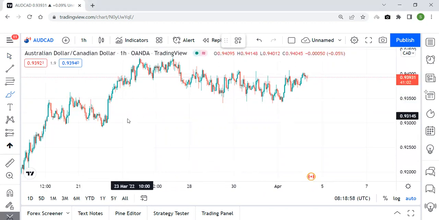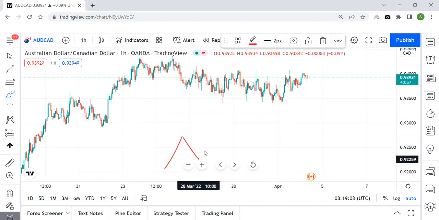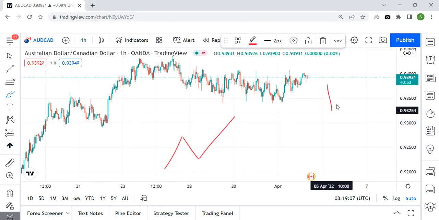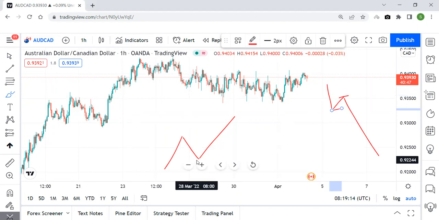Before we trade any pair, we need to first identify the trend. Remember, in the uptrend, the market is making higher highs and higher lows. In the downtrend, the market is making lower highs and lower lows. These are our areas of value. This is where we're looking to time our entry.